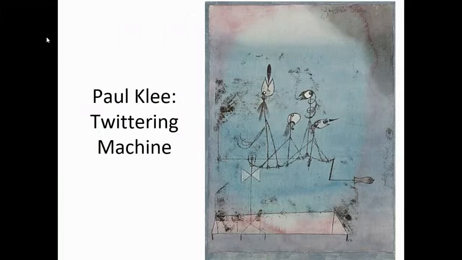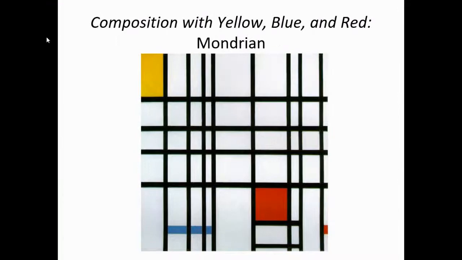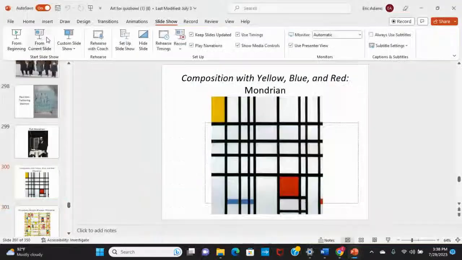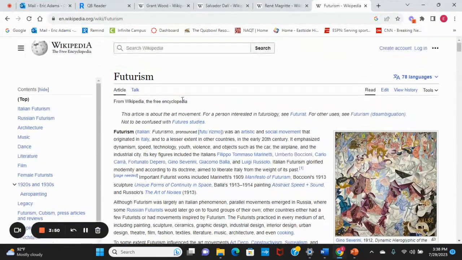You can go and look up, especially by using QB Reader, more stuff on Paul Klee to get an idea of what comes up if you're making a card for him. But as long as you know Twittering Machine, he will not necessarily go dead. So the next person that we have is going to be Piet Mondrian, and he is associated with a movement called De Stijl. And I didn't look it up earlier, so I'm not necessarily as prepared, but we'll go ahead and look it up now.